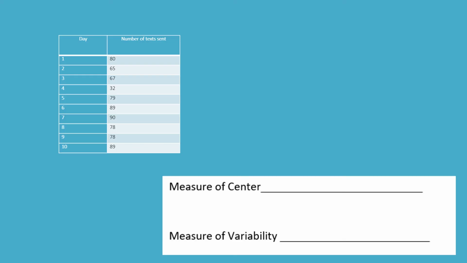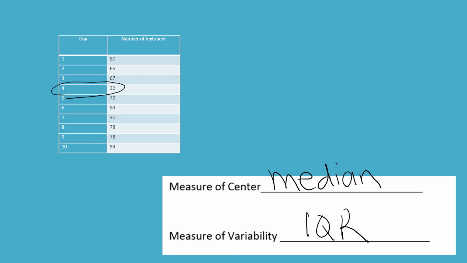Okay, so this one's a little bit different. You've got a list of data. Notice, do we have an outlier? Yes, we've got a 32. So because we have an outlier, we've got to use the median and the interquartile range.